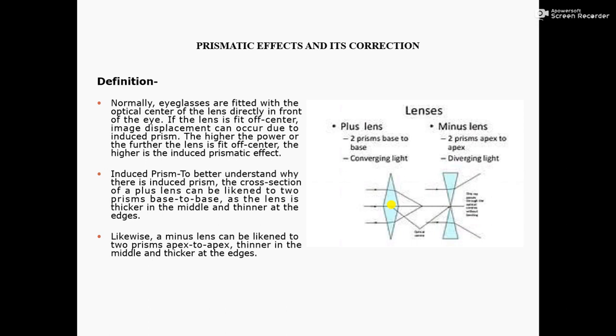Induced prism: to better understand why there is induced prism, the cross section of a plus lens can be likened to two prisms base to base, as the lens is thicker in the middle part and thinner at the edge, meaning the peripheral part of the lens. Likewise, a minus lens can be likened to two prisms apex to apex. Here it is thinner in the middle part and thicker at the edge, the peripheral part of the lens.